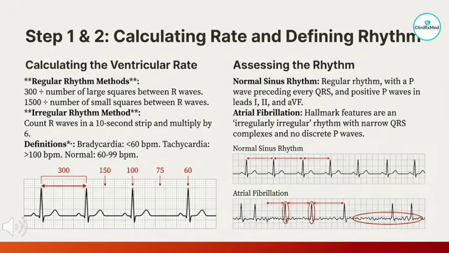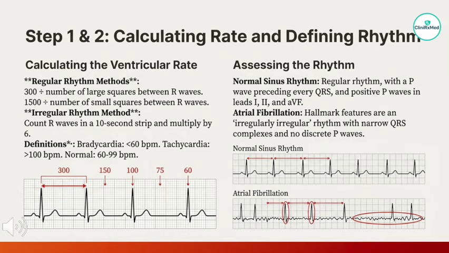The 1500 method, the precise method. Since there are 1,500 small squares in 1 minute of ECG paper, you divide 1,500 by the number of small 1 millimeter squares between R waves. This is essential for tachycardia, where a single millimeter makes a huge difference.